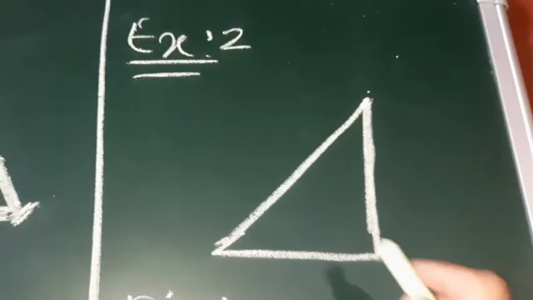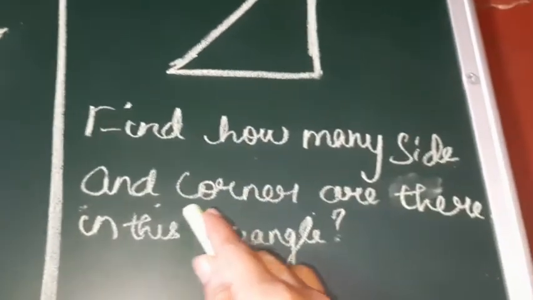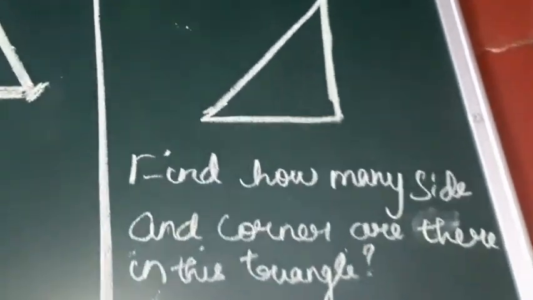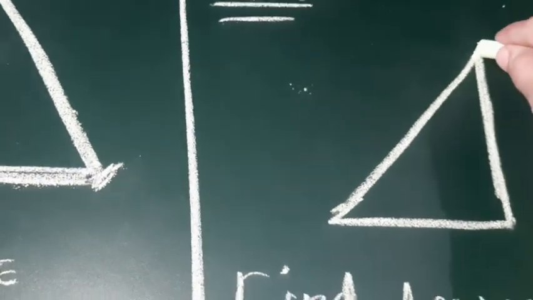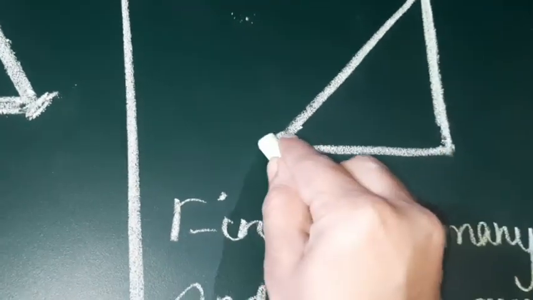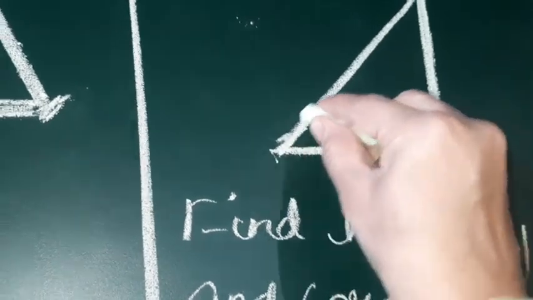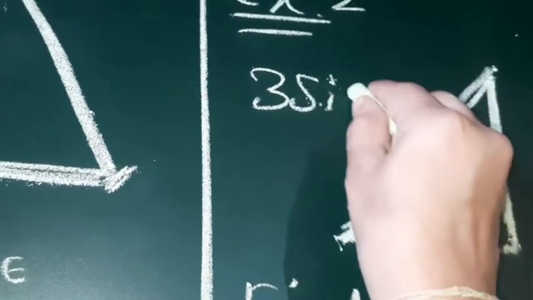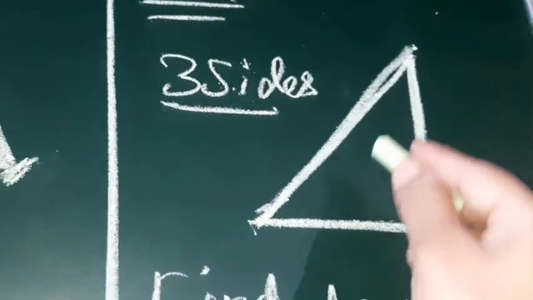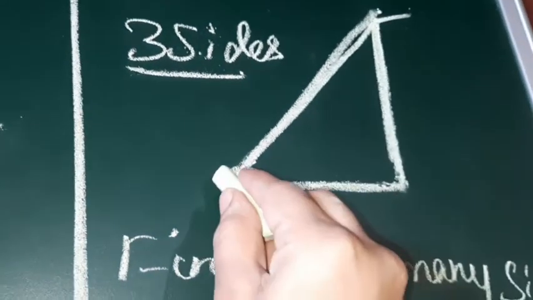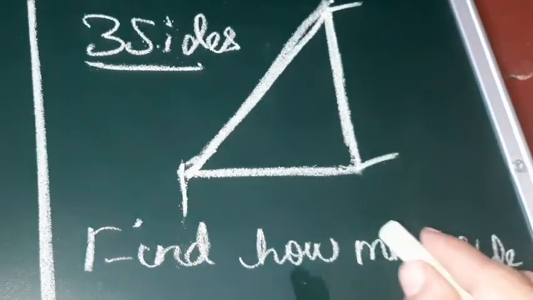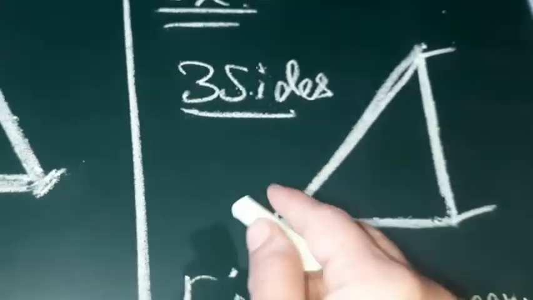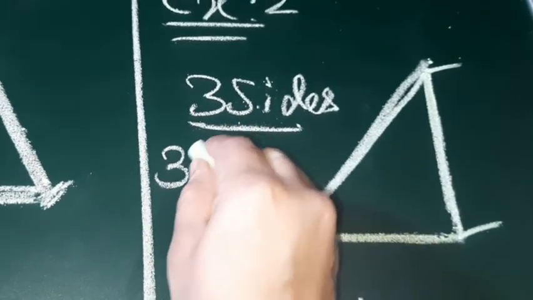Now let's solve the second example. Here the given question is, find how many sides and corners there are in this triangle. This is one side, this is the second side and this is the third side. So there are 3 sides in the triangle. This is one corner, this is the second corner and this is the third corner. So basically a triangle has 3 sides and 3 corners.